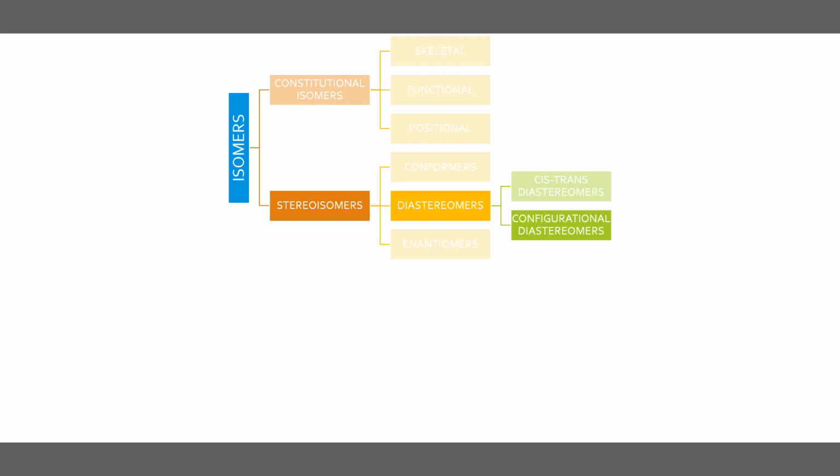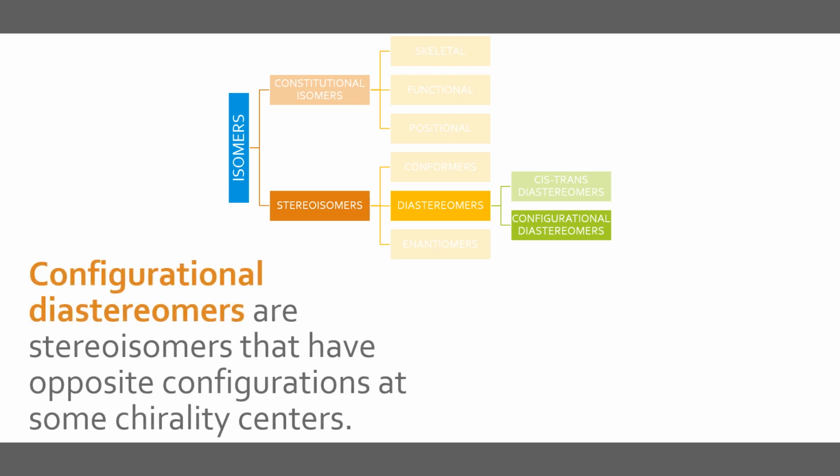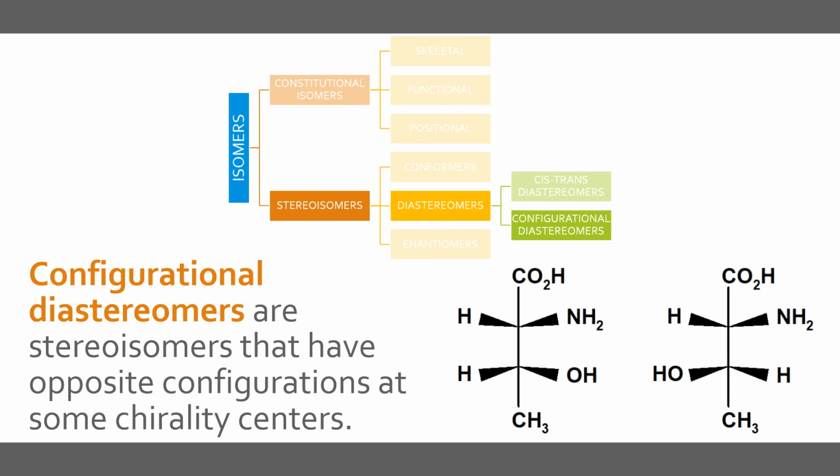The next kind of diastereomers are called configurational diastereomers. Basically, in some textbooks, those are your regular diastereomers. Configurational diastereomers are stereoisomers that have opposite configurations at some chirality centers. Technically, the definition of non-mirror images, non-superimposable, actually refers to configurational diastereomers.